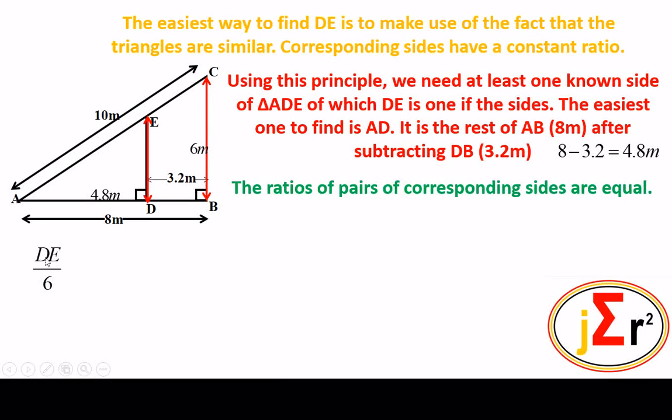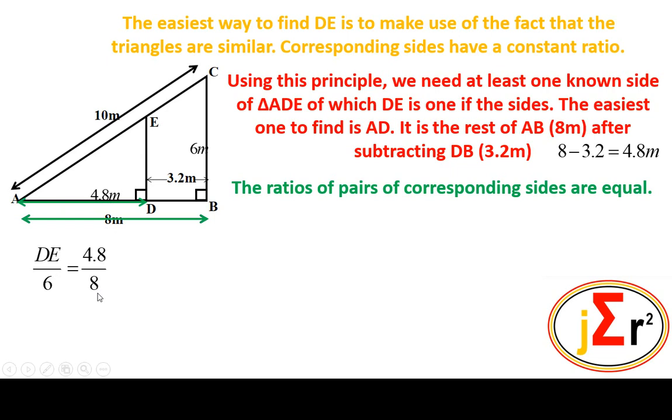Now the side DE that we need to find, when compared to the side CB or BC, should give the same result mathematically as when we compare the sides AB with the side AD, the side AB of the large triangle with the side AD of the small triangle. The result should be the same because the triangles are similar. There is a constant ratio by which we may compare corresponding sides. No problem?